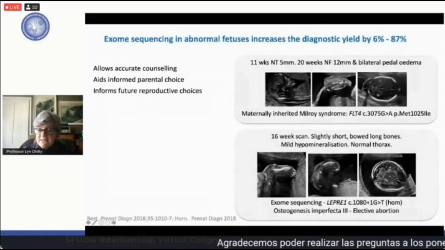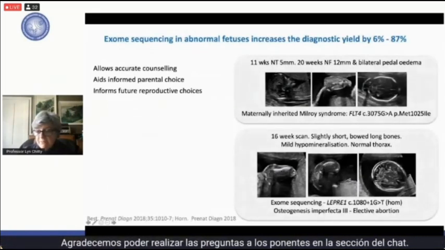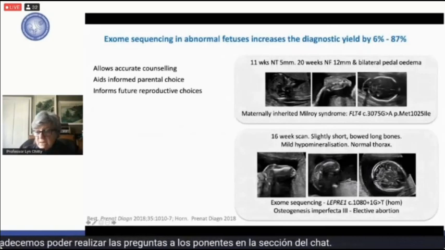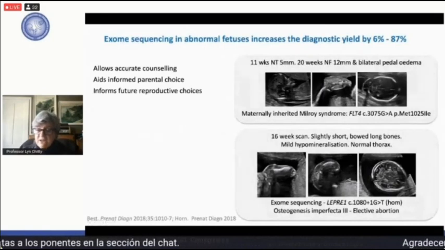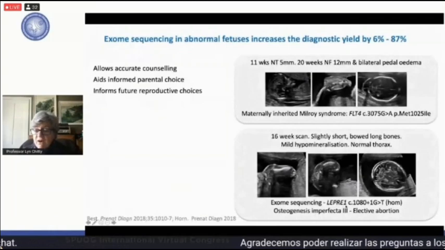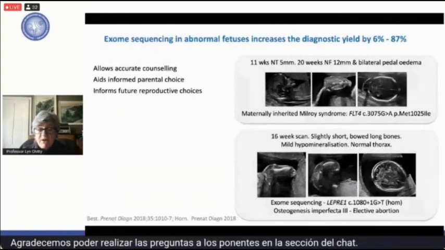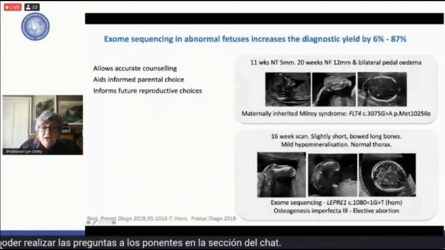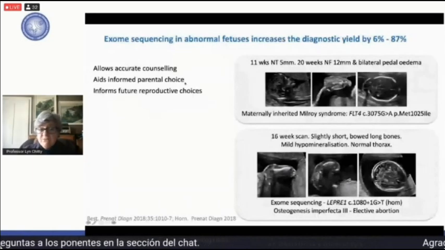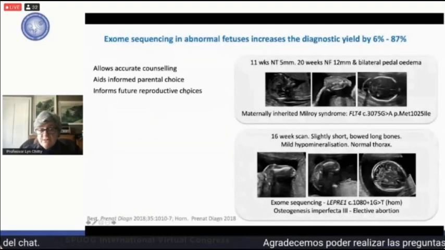En este estudio podemos ver que este bebé tiene huesos cortos, y aquí tenemos este cráneo hipermineralizado. Aquí la secuencia de los exomas muestra esta mutación DPR1, que es uno de los genes recesivos. Entonces podemos ver que esta mutación ha sido heredada de los dos papás. Esto permite una buena consecuencia: ayudar a informar las opciones reproductivas para el futuro.